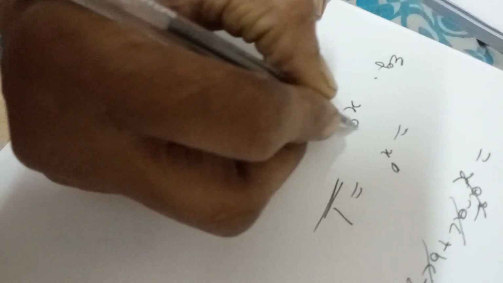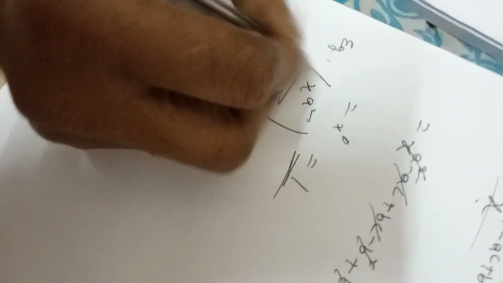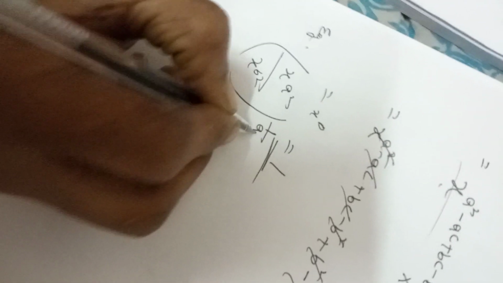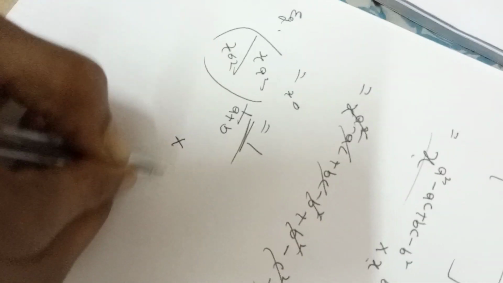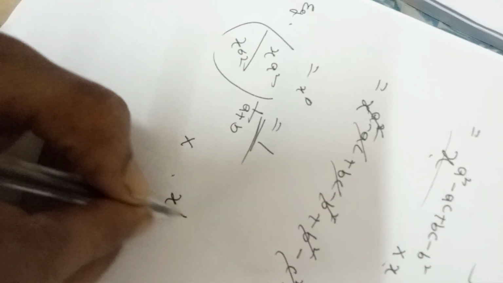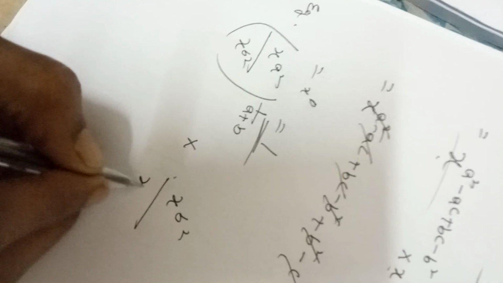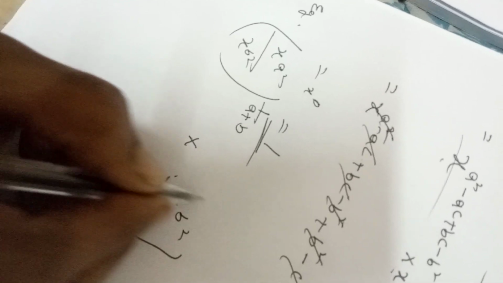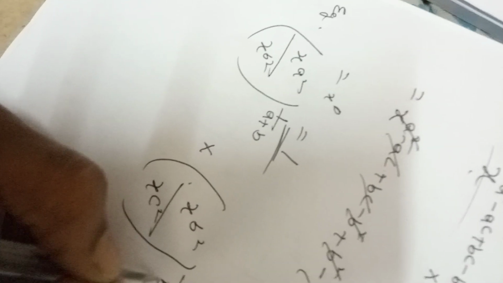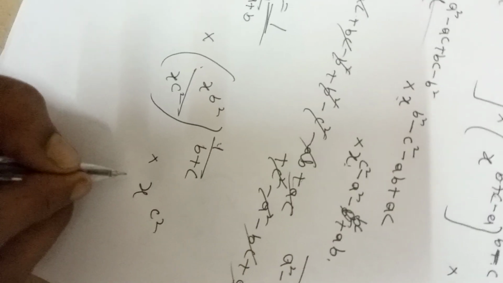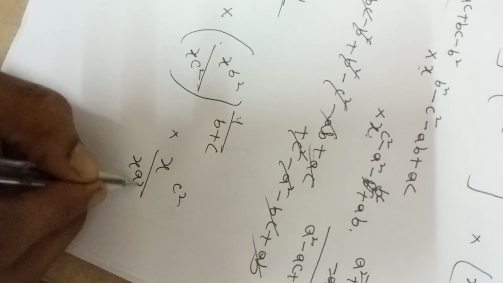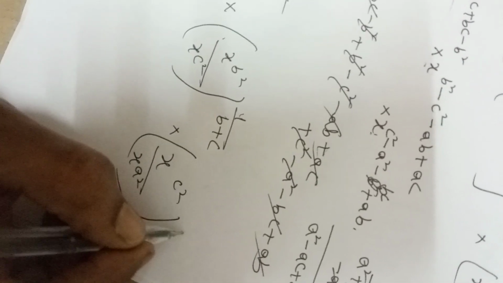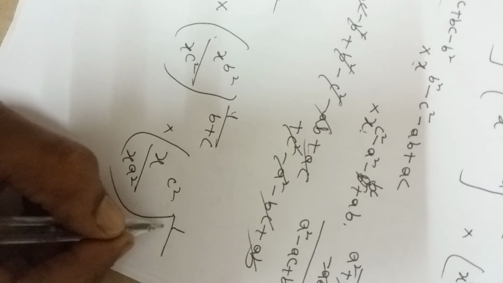X to the power of a square by x to the power of b square, whole to the power 1 by a plus b. X to the power of b square by x to the power of c square, whole to the power of 1 by b plus c. X to the power of c square by x to the power of a square, raised to the power 1 by c plus a.